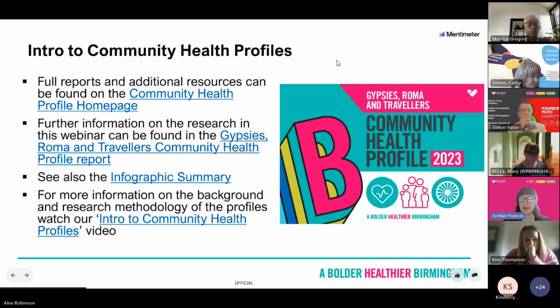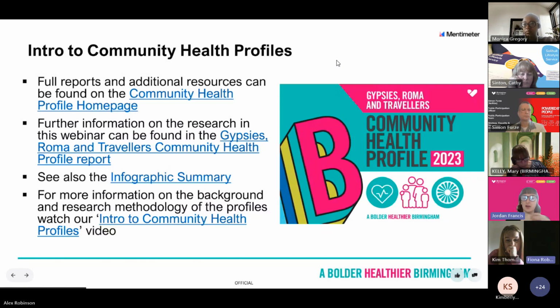But for anyone that's not overly familiar with the profiles, they are a key set of resources that we've developed here in the Public Health Division at Birmingham City Council. They summarise the physical health, mental health, lifestyle, behavioural factors, and some of the wider determinants of health, focusing on a specific community or communities. They move away from homogenising communities in wider acronyms like BAME or LGBTQ+, or even in this case GRT, where there are actually significant and different health outcomes between specific population groups.